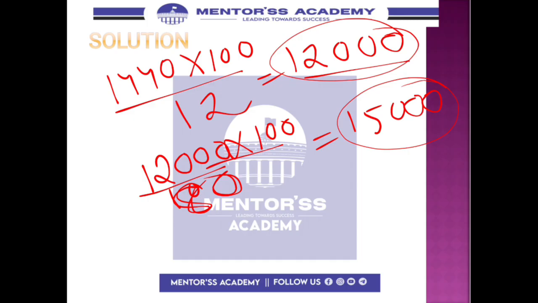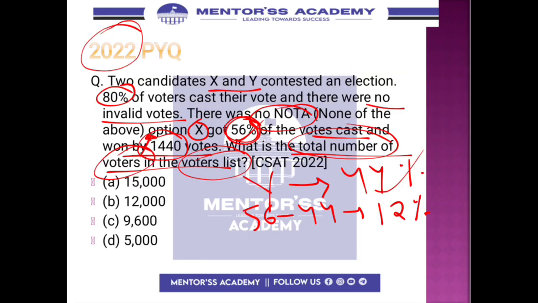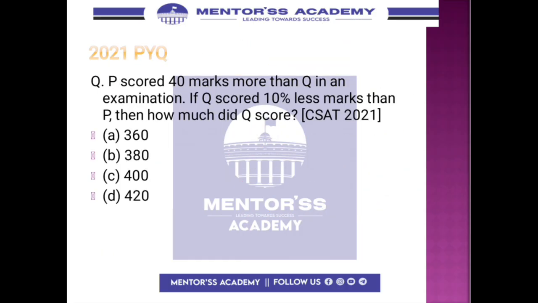Hope you have understood this answer. So the correct answer to this question is option A. 15,000 is the total number of voters in the voters list. Clear? So moving on to the next question.